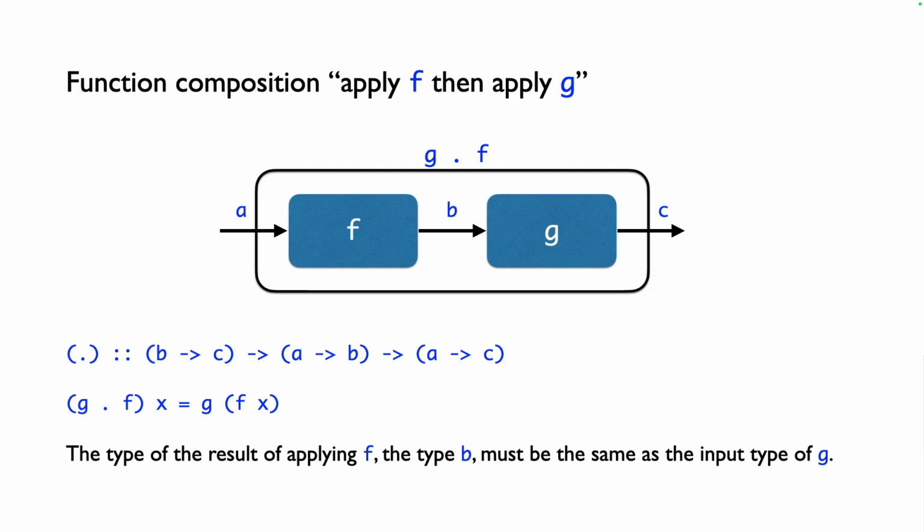And here I've given the definition. G.F applied to X is G applied to F of X. So we've got that operator dot that operates directly on functions, and I used it in the previous example to say that rotate is flip H dot flip V.